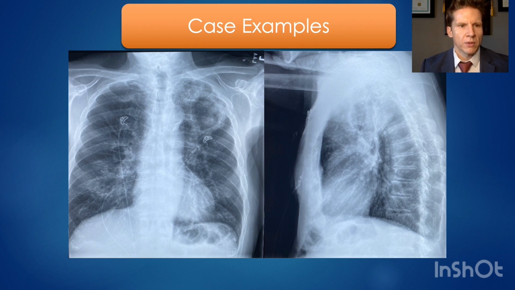And we will start off looking for any sort of technical factors and support lines and tubes. Again, all I see are a couple of monitor leads. The trachea is midline. The heart size looks normal. I don't see any sign of pneumomediastinum or any other abnormal gas tracking along the base of the neck. There's a few atherosclerotic calcifications in the aortic arch here. The hilar structures are within normal limits.